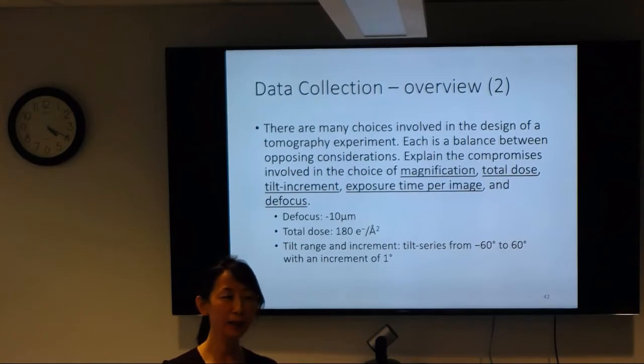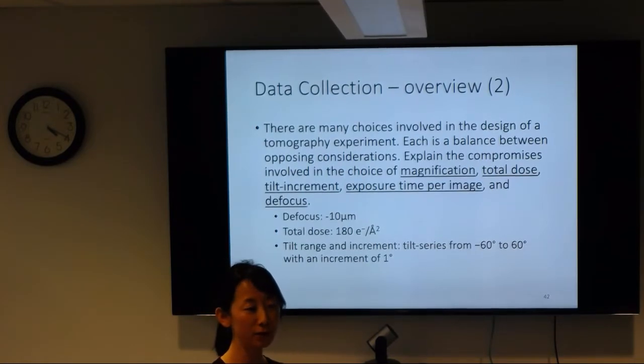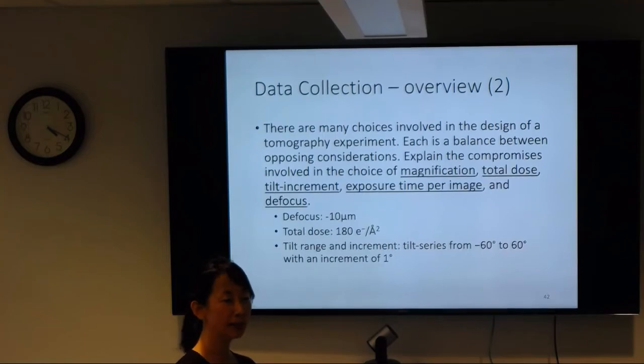So now, you load your sample into the cryo microscope, and you've already aligned your microscope. Now you're ready to set up your imaging conditions to collect your data. What factors do you have to consider? What mag you want to use, and how much dose you want to apply to your sample. Then you need to decide your tilt increment: 2 degrees, 3 degrees, 1 degree, or 0.5 degree.